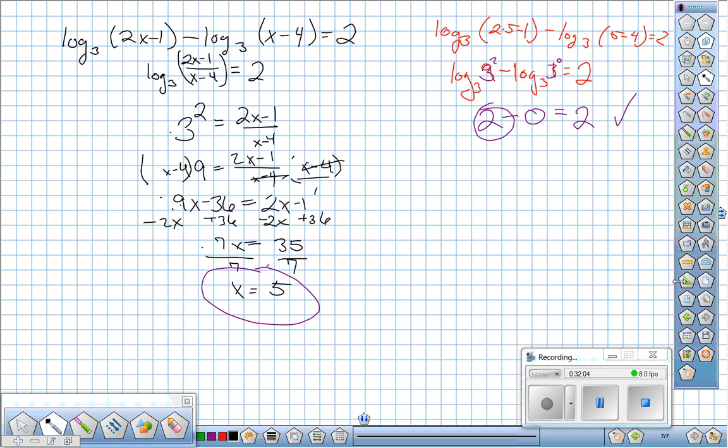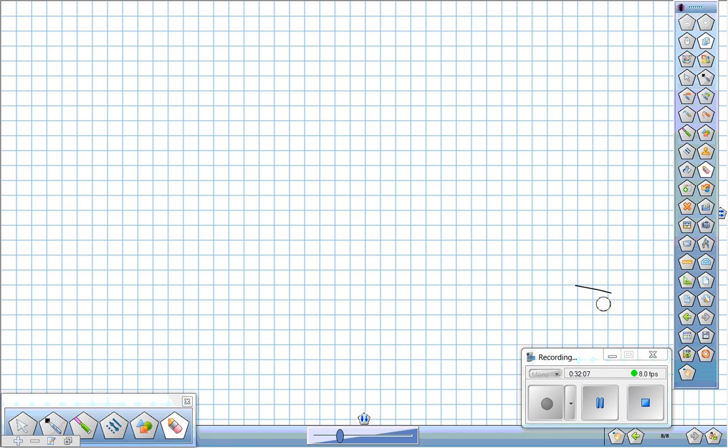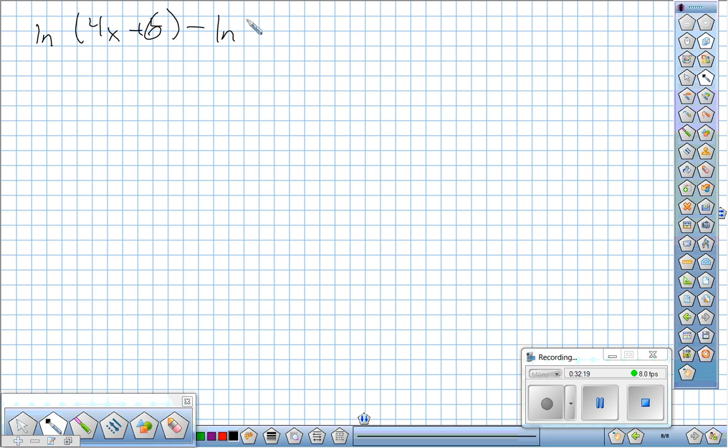And one more example, because there's just so many different things that can actually happen with logs. So hopefully now you're pretty good and you feel comfortable working with them. But one more: 4 times the natural log of x plus 6 minus the natural log of x plus 5 equals the natural log of x. Okay, I rewrite things with my quotient rule. So I'm going to make sure that that looks like a 6 so that I'm not trying to plug in random numbers. So then I take the natural log of 4x plus 6 over x plus 5 equals the natural log of x.